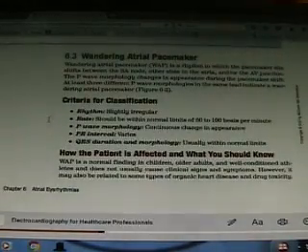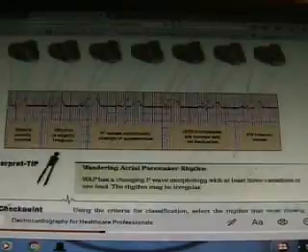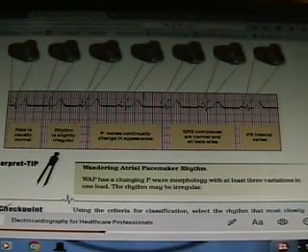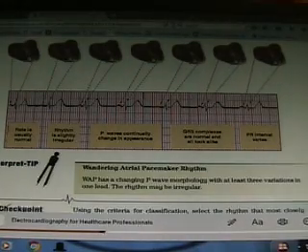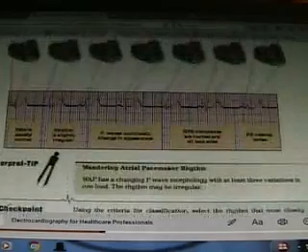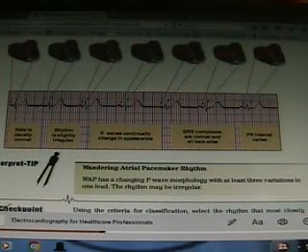So, let's go to wandering atrial pacemaker. Okay, wandering pacemaker. Where's your pacemaker supposed to be? SA node. Now, it's not going to go anywhere. It's not going in the right place. So let's look at what a wandering atrial pacemaker is. And here's the difference. The wandering atrial pacemaker, the rate is usually normal.